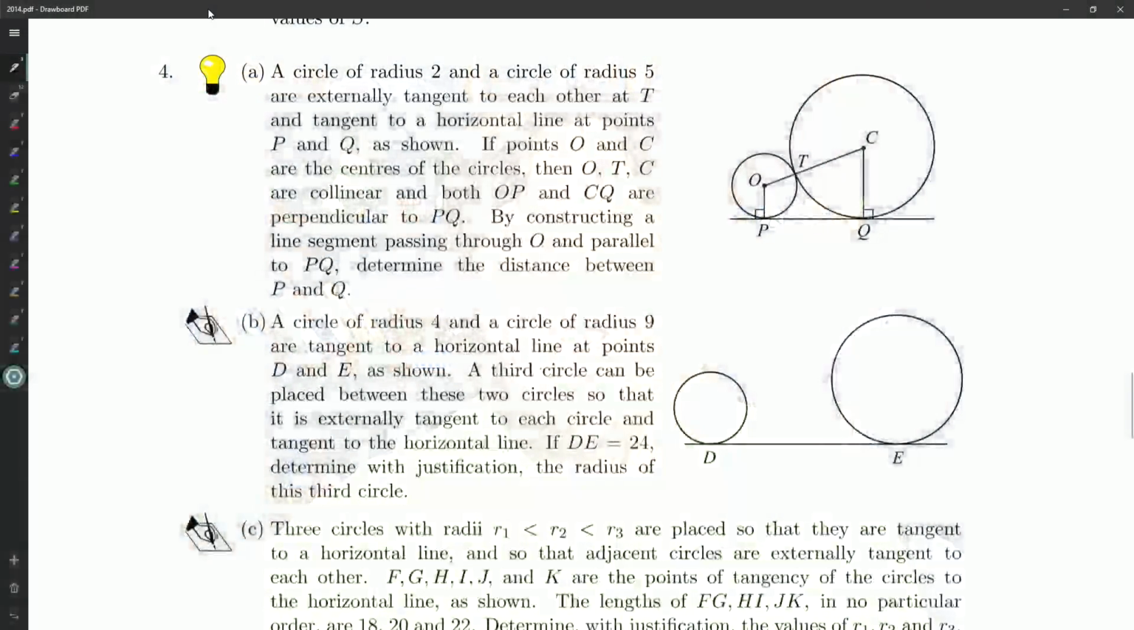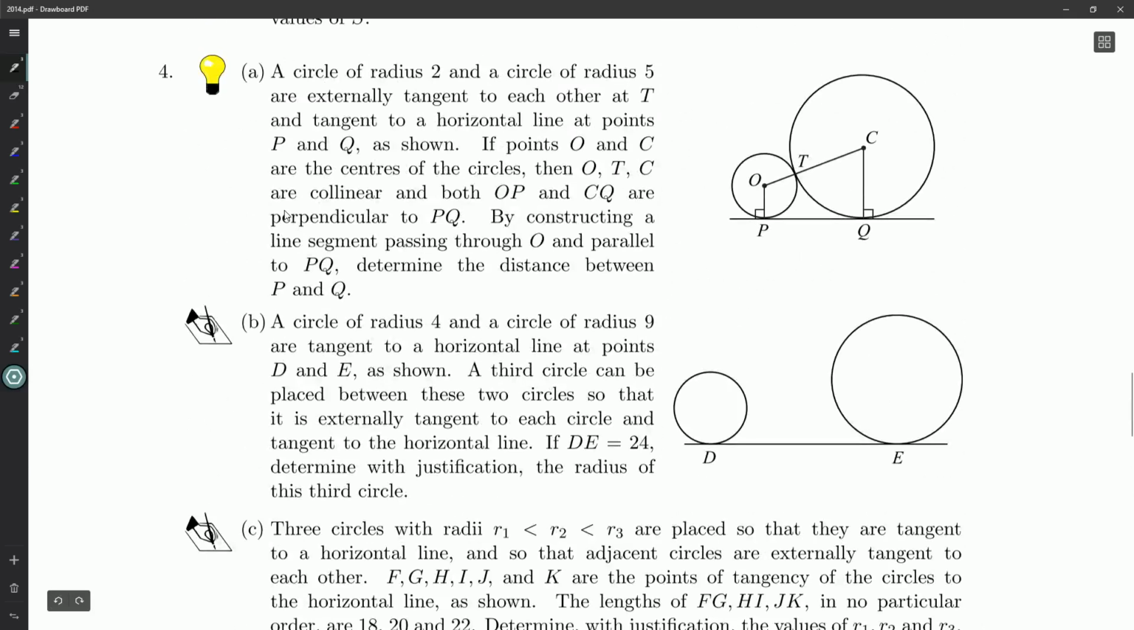We are going to be finishing up the 2014 Gauss paper in this video. That's right, we're on question number 4. Now let's take a look. So question 4, we've got a light bulb and 2 written parts. At least I think it's 2 written. And it looks, just on the surface of it, like we're going to be dealing with circles. So let's dive right in.